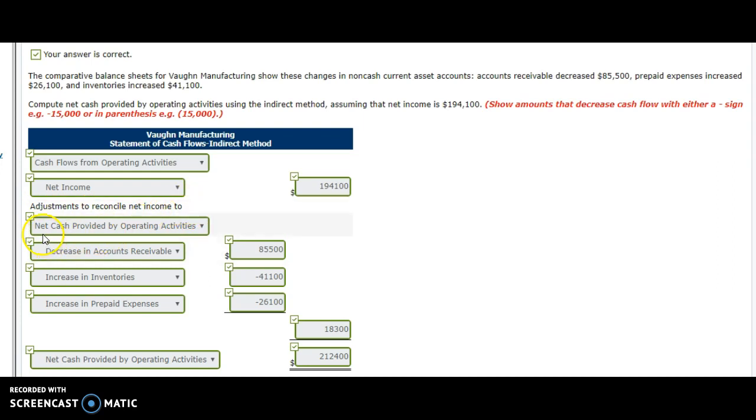After we've put in our net income, the next part is the adjustments to reconcile net income to, and the title there would be Net Cash Provided by Operating Activities, because that's what they've asked us to compute, the net cash provided by operating activities using the indirect method.